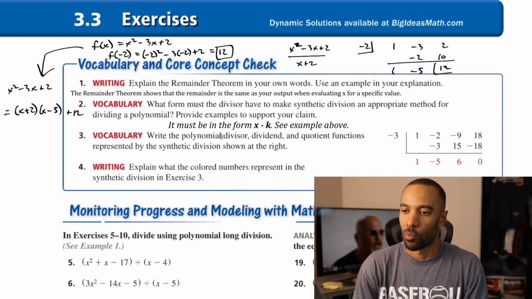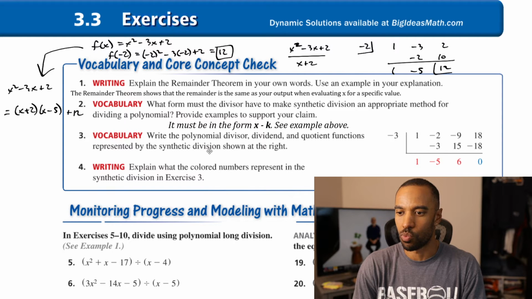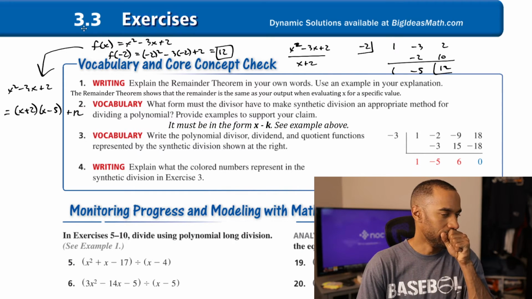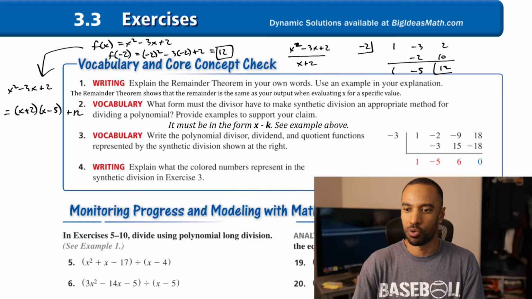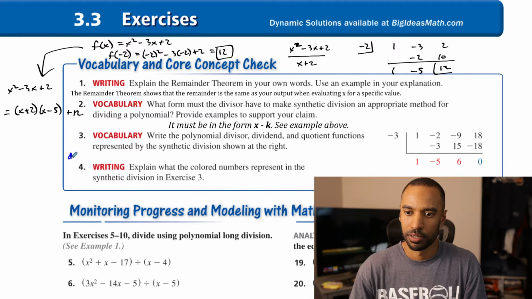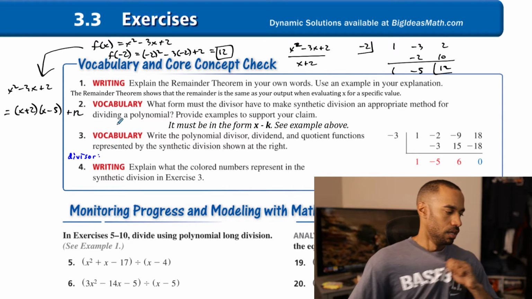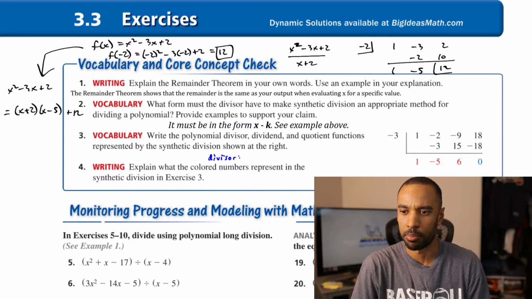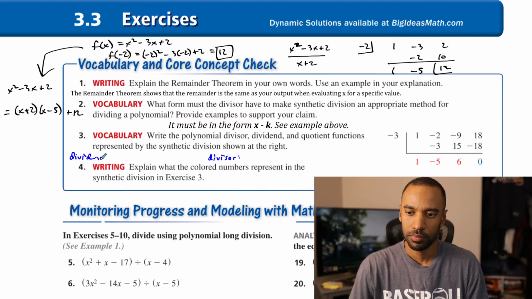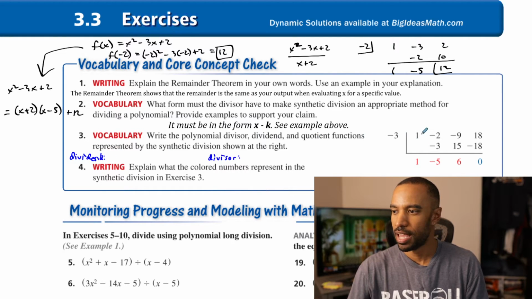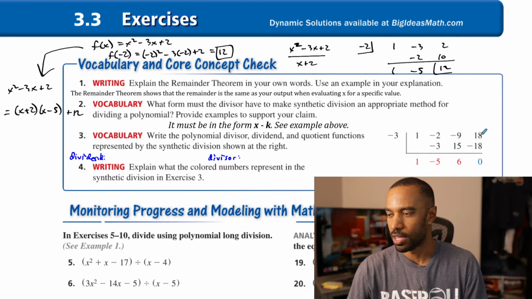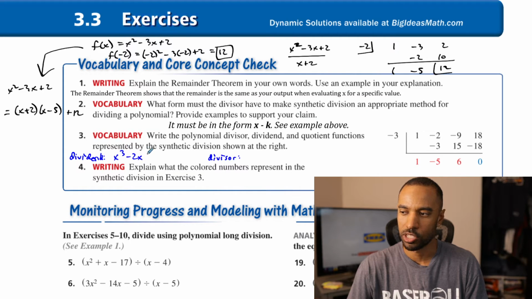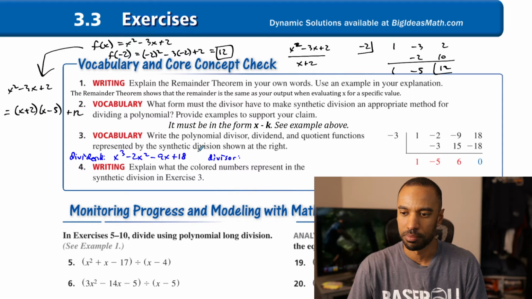Number 3, vocabulary. Write the polynomial divisor, dividend, and quotient functions represented by the synthetic division shown at right. Oh, right here. Let me do the dividend first, because the dividend's the top number, right? Remember, this number is going to be your constant, so constant, linear, quadratic, cubic. The dividend is 1x cubed minus 2x squared minus 9x plus 18.